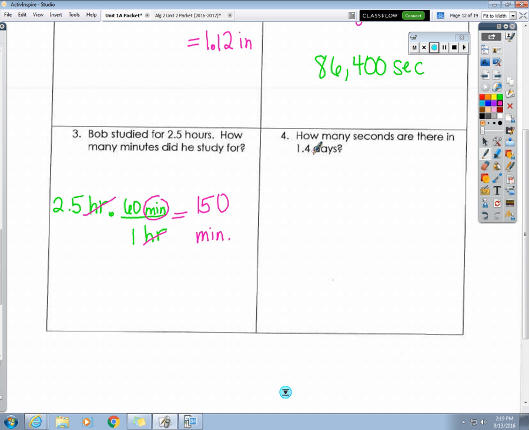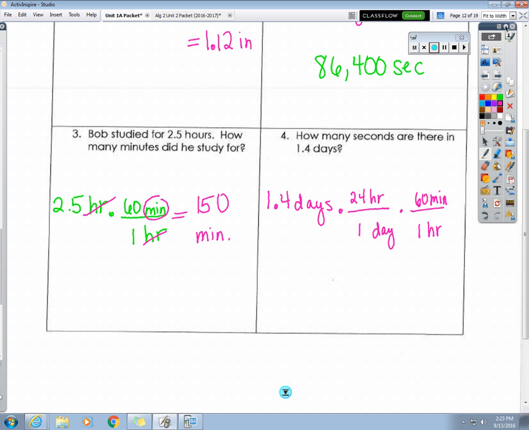Okay, let's look at number 4. 1.4 days converted into seconds. Go ahead and try this one by yourself. I'll give you a couple of minutes. 1.4 days. We got to convert it to seconds. What do you know about days? 1 day is 24 hours. What do you know about hours? 60 minutes to an hour.